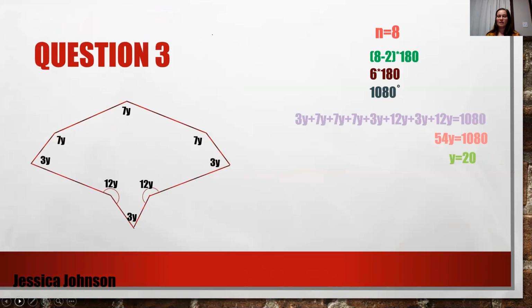Now then, all we need to do is plug in the 20 where the y's are. So angle 3y equals 3 times 20 equals 60 degrees. So everywhere there's a 3y, that's 60 degrees. 7y equals 7 times 20 equals 140 degrees. Angle 12y equals 12 times 20 equals 240 degrees. And I want to make a point here that angle 12y is considered a reflex angle because its measurement is greater than 180 degrees, but less than 360 degrees.